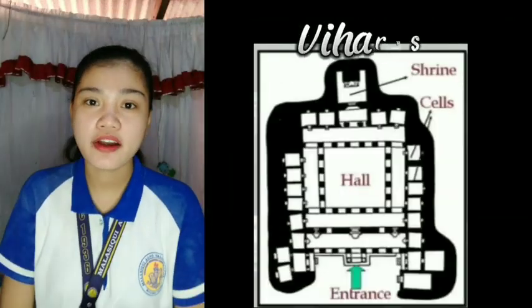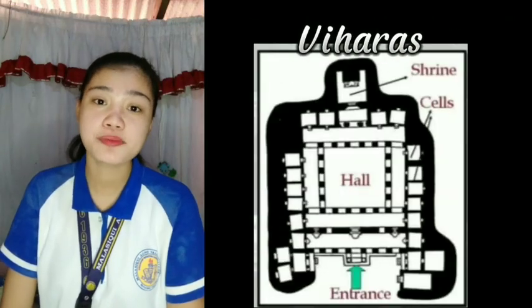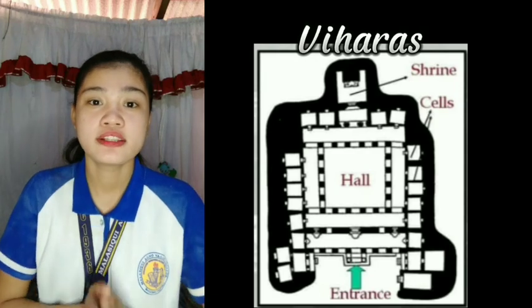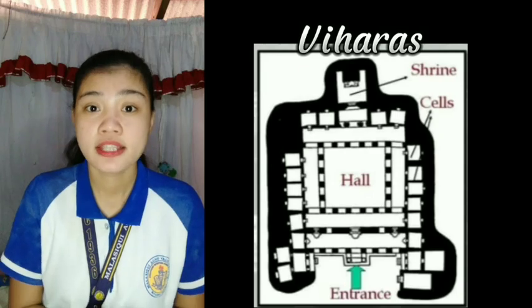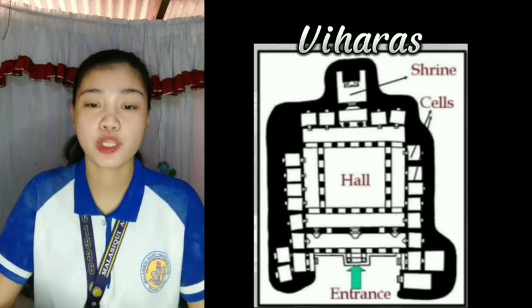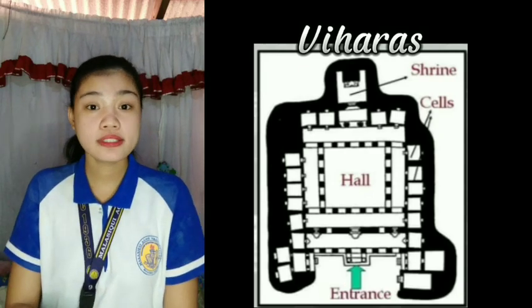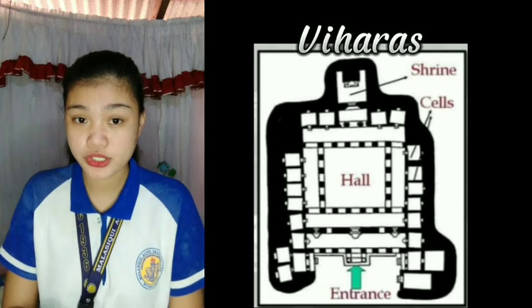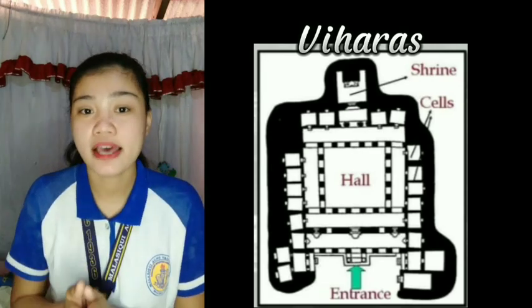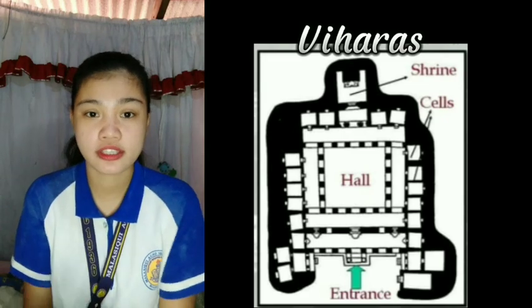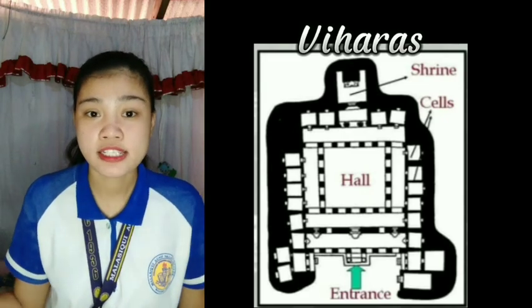Last on the list are the viharas, or monasteries. Viharas are the residential places of the Buddhist priests. They consist of a main hall entered by a doorway. They also contain the assembly hall and dining chambers. Did you know that from the halls, deep into the rocks, cells are provided for meditation? They meditate in that place, just like the priests.